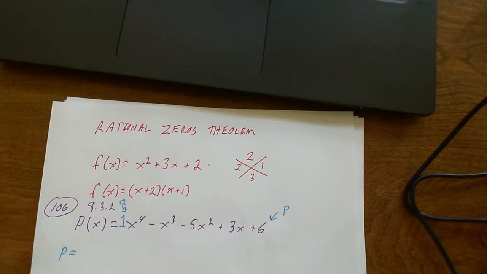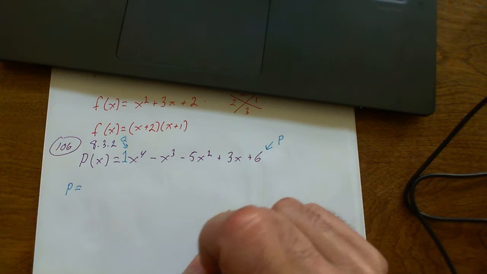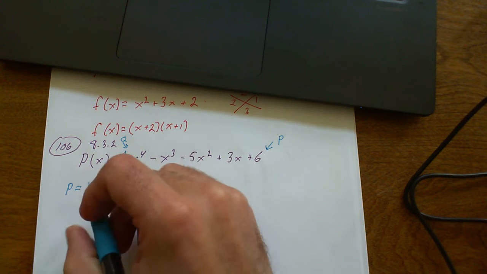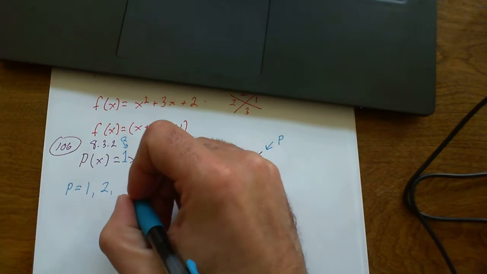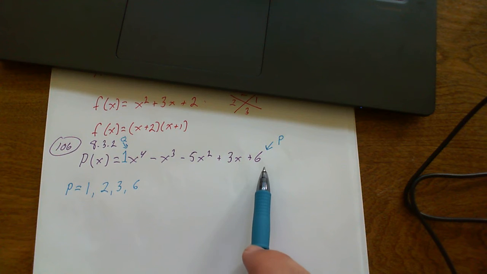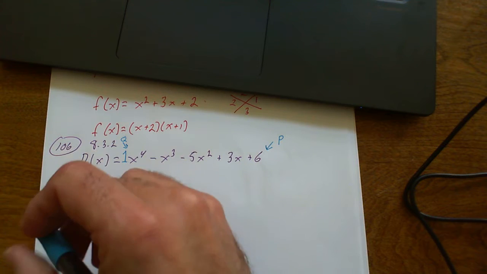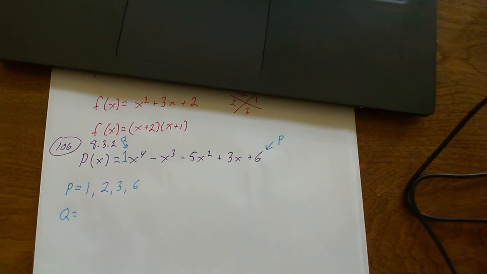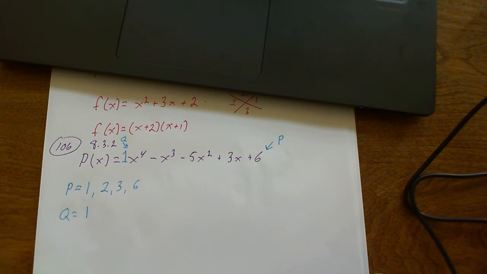We have to figure out the factors of 6. So what are my factors of 6? Like, what goes into 6? Well, 1 goes into 6. What else goes into 6? 2, because 2 times 3 is 6. What else goes into 6? 3. And finally 6. So that's our P. This is our q. Now, we also have to figure out what are our factors of q. Well, q is just 1. What are our factors of 1? Well, it is just 1, right?